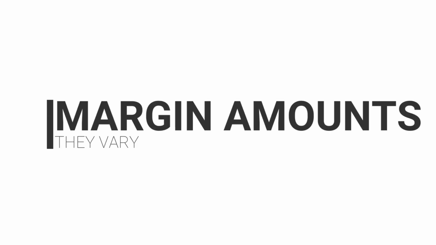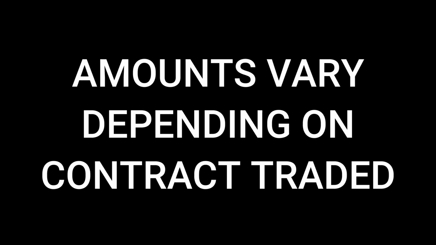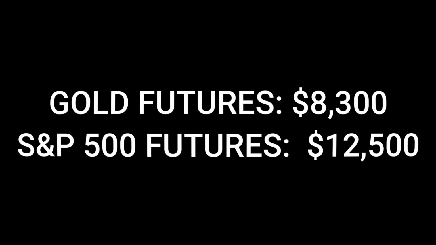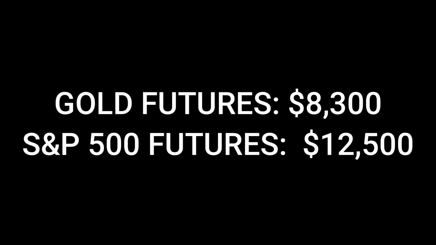When you open a position, you're essentially making a deposit to your broker. It's known as the margin. Now, different contracts are going to have different requirements set by the exchange. So gold futures, that's going to require about $8,300 per contract. The S&P 500 futures, an initial margin requirement of $12,500 per contract.